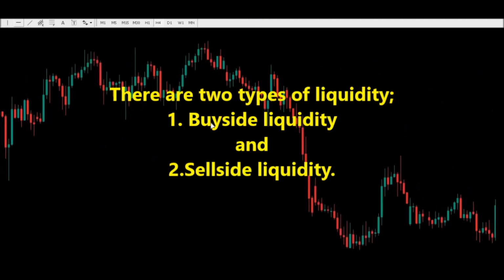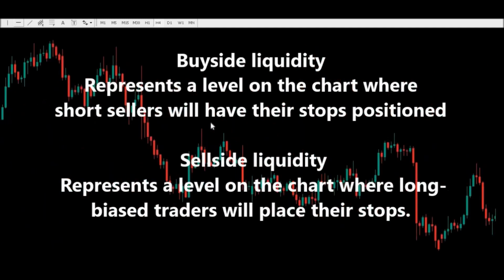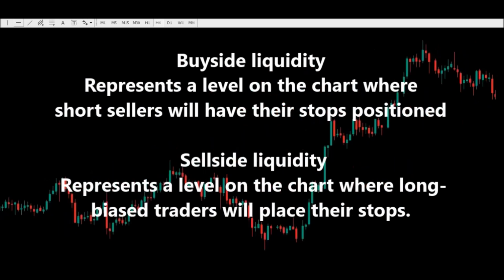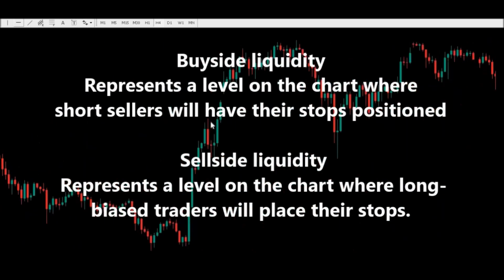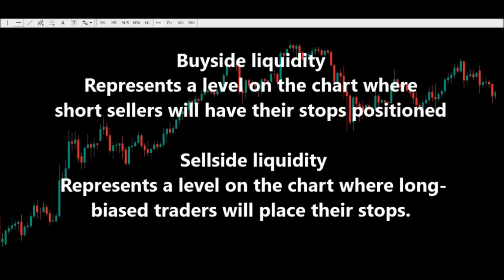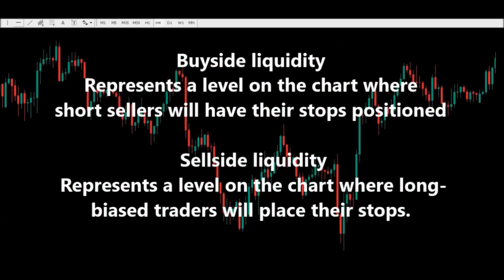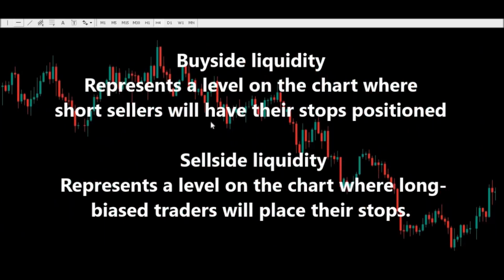So what we're really supposed to understand is that the buy side liquidity represents a level on the chart where short sellers will have their stops positioned, and the sell side liquidity represents a level on the chart where long traders will place their stops. So these areas often act as support or resistance levels and can provide trading opportunities, just as you can see on my chart right here.